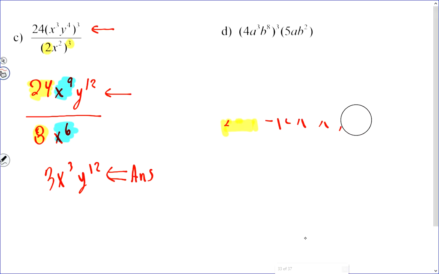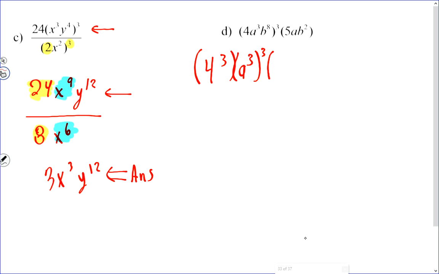Let's take a look at this one, which I think might be the last question. This will be 4 to the 3. I'll show all of the steps this time. Times a cubed to the 3 times b to the 8 to the 3 times 5 times a times b squared. Essentially, again, to review, this exponent of 3 gets applied to everything inside of the brackets.